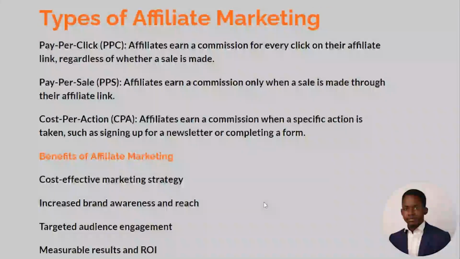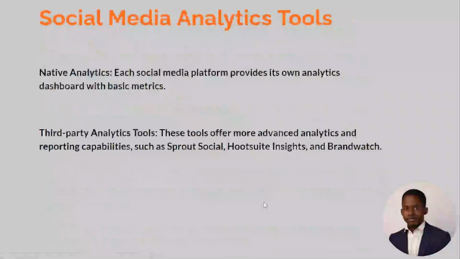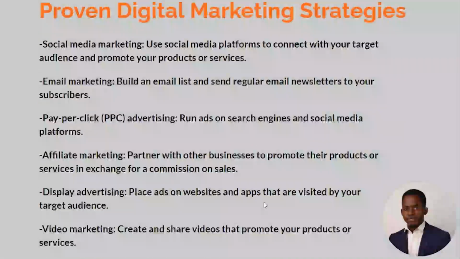It could be pay per click, where affiliates earn a commission on every click that people make using their link. When people click their link, they earn a commission. And there's pay per sale, where affiliates earn a commission when a sale is made through their affiliate link. And the third one is cost per action, where affiliates earn a commission when a specific action is taken, such as signing up for a newsletter or completing a form. Those are the types of affiliate marketing, and it's a proven digital marketing strategy that you should not sleep on.